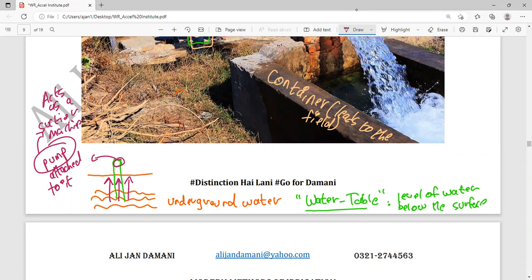Now, let me give you a very mundane example. Consider that you are holding a drink right in front of you. If you want to drink it, you are going to use a straw, and you are going to suck it and drink it using your mouth. So just like we use straws for drinking, this pump acts as a straw. It sucks water up, it brings water up.